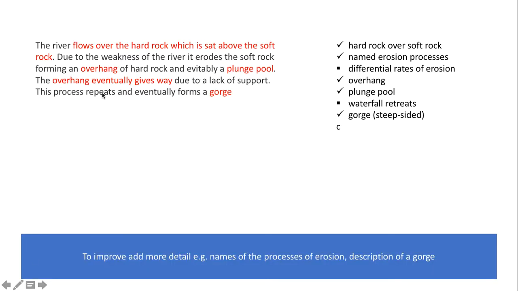Okay, in this one, we've got the main details. Look, we've got that hard rock is sat above soft rock. We've got that there's an overhang of hard rock and that the waterfall forms a plunge pool. We've got that the overhang gives way and that a gorge is formed. We just need a few more bits of detail. We need to add in the names of the processes of erosion. We need to say what a gorge looks like. We need to say that the gorge is formed as the waterfall moves backwards, because as the waterfall collapses, over time that's going to make it move backwards. So we just need to add a bit more detail into this one.